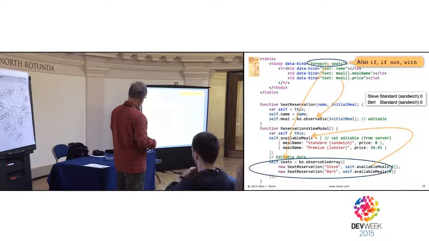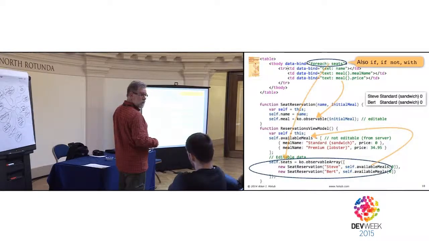All right, so let's again look at the code. self.seats, that's JavaScript, is pointing at an observable array. This was just saying ko.observable in our earlier examples. Here we're saying it's an observable array. The constructor argument to observableArray is an array. This array holds two seat reservation objects. Seat reservation is defined up here. So a seat reservation has a name, and it has an observable thing in it called a meal.